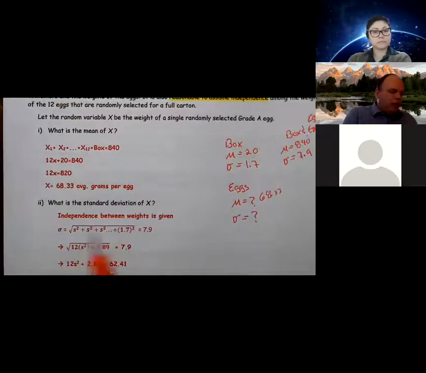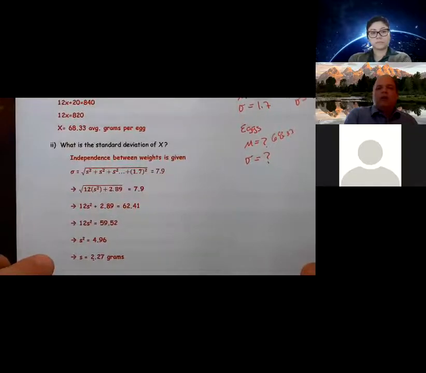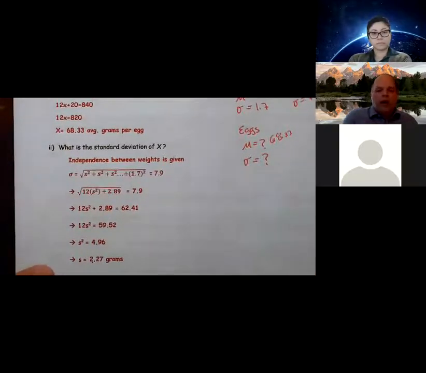So I have 12 eggs, and 1.7 squared is 2.89. I went ahead and squared everything. So the 7.9 squared is 62.41. I subtract the 2.89. I divide by 12, and I take the square root of that, and I end up getting 2.27 grams. So my standard deviation per egg is 2.27.